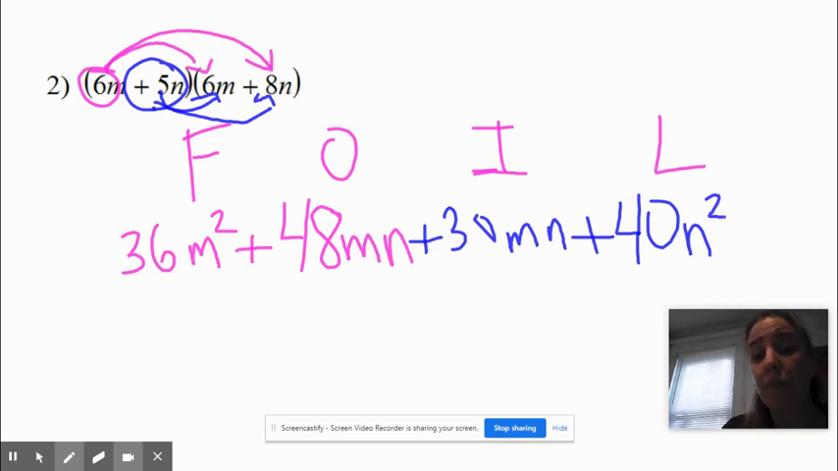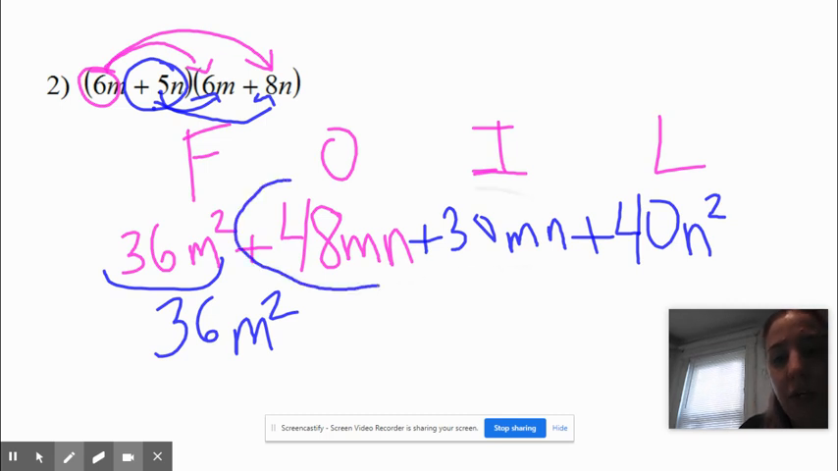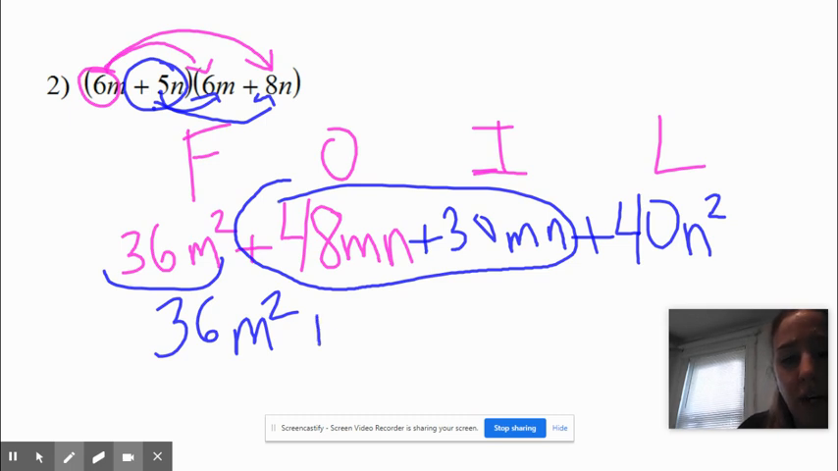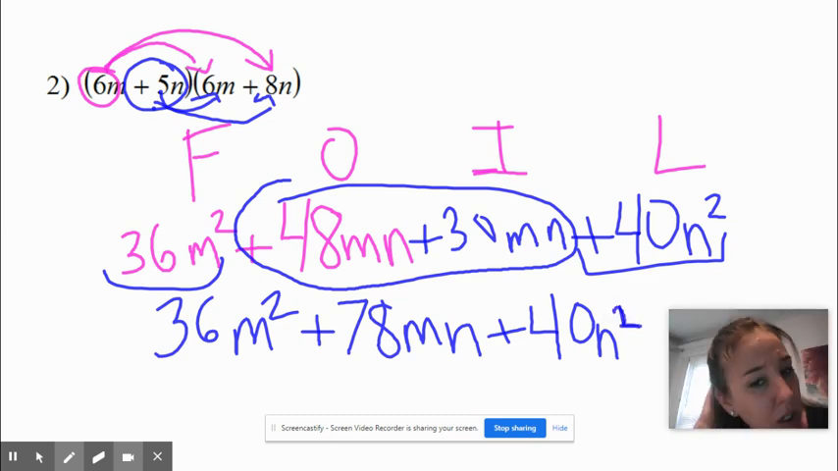So like terms happen to appear in the middle again. It's often like that, but not always. So this just comes down. We've got 36m to the second power. And then we have 48mn plus 30mn. We're adding 78mn. And then 40n squared just comes down. That's a squared. It keeps looking like a Z, but it's a 2. So that would be your final answer for question number 2.